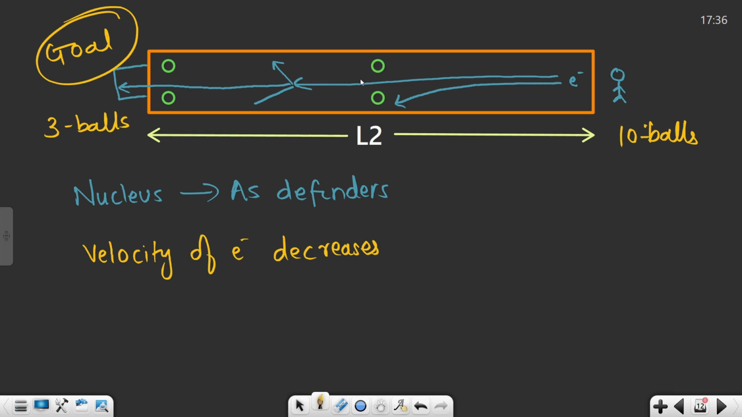Why? Because let's say out of 10, 3 of the balls were being deflected by these defenders, right? And a few other balls stopped somewhere in between because the velocity of the ball got reduced. And the other balls got deflected by these particular defenders, and these 3 balls somehow managed to hit the goal or to approach towards the goal. I hope you are able to understand this.